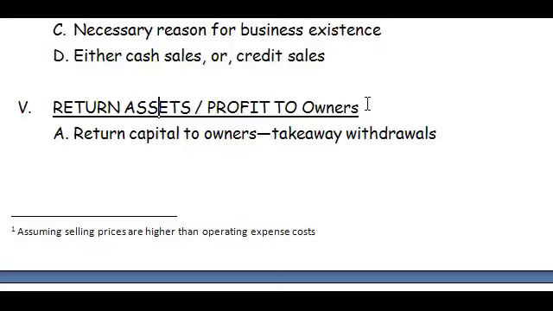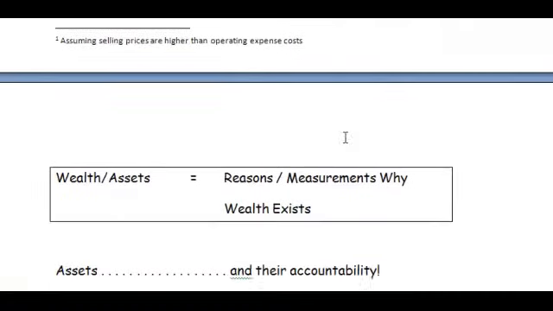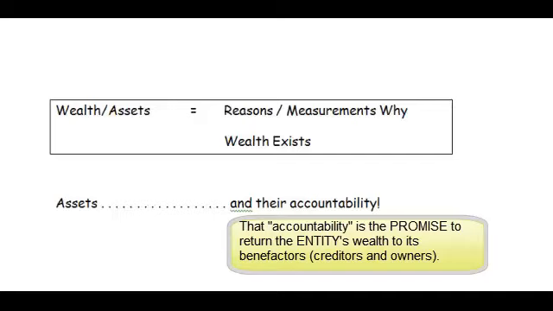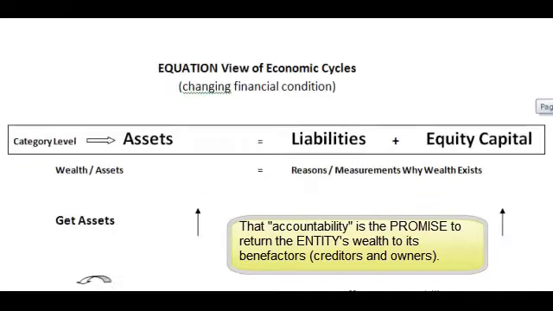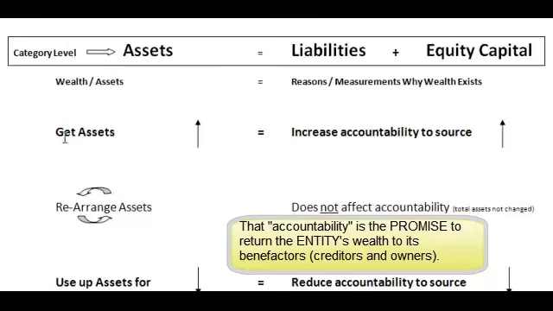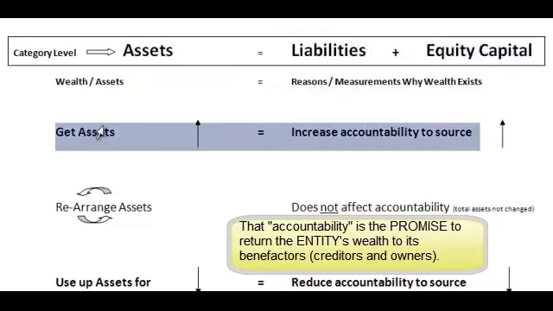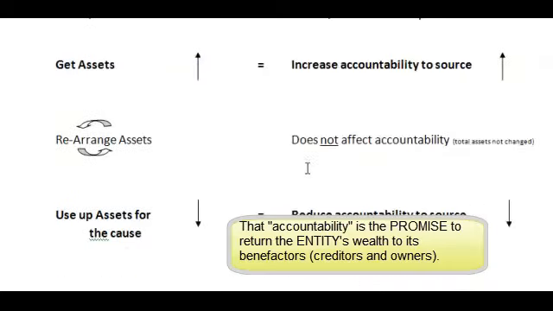It will be most important to you to spend 10 minutes to demonstrate to yourself the effects of each side of the accounting equation for these 5 cycles. Keep in mind the equation, wealth or assets on the left, and reasons and measurements why this wealth exists on the right. So assets on the left and their accountability on the right. Please take the time to look at the effect of the equation for each of these cycles. Getting assets increases it on the left, and some accountability must be increased on the right.